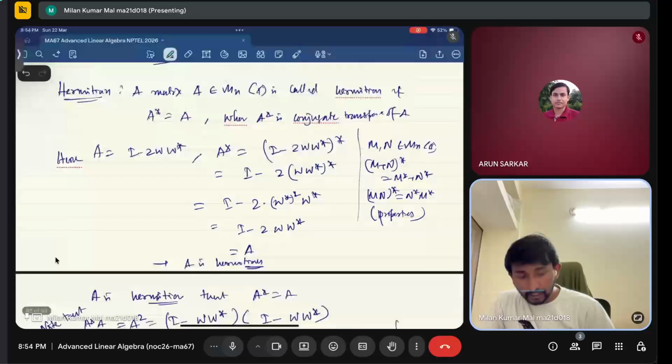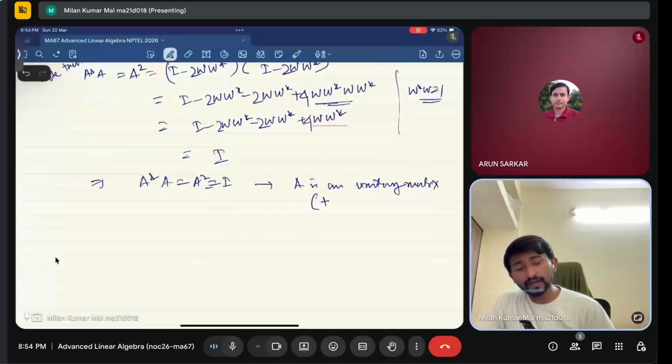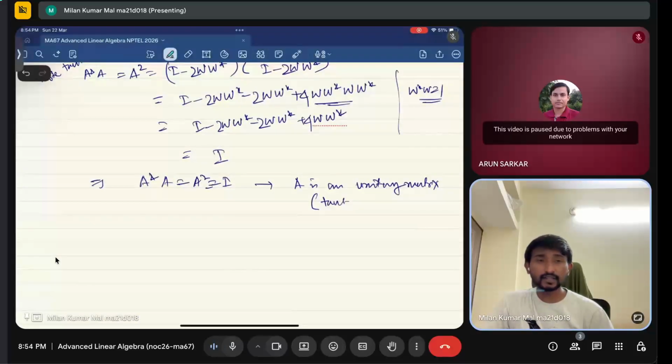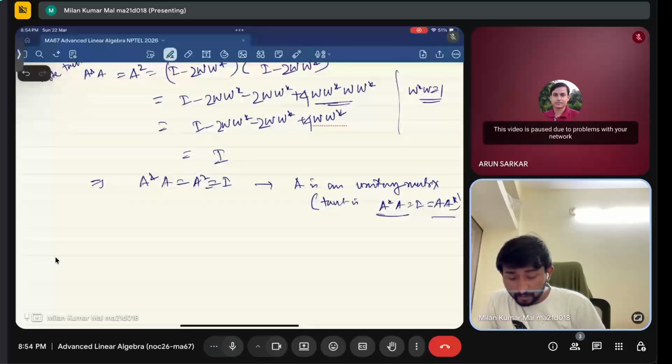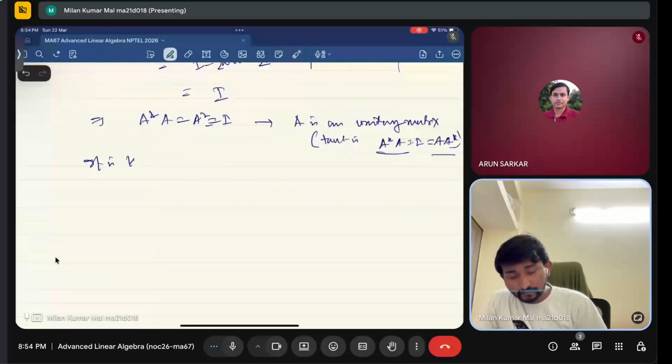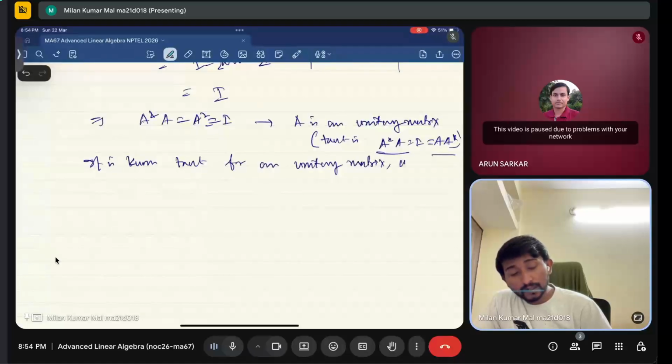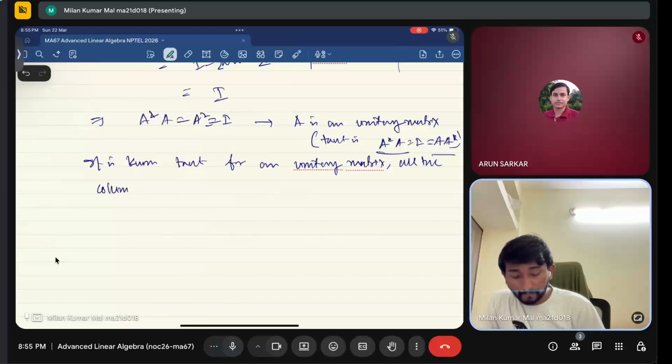We call a matrix unitary if A star A is equal to identity, that is, the inverse equals A star. But it is self-adjoint, so A star A and A star both are the same. Now for a unitary matrix, it is known that all the column vectors or row vectors are orthonormal.